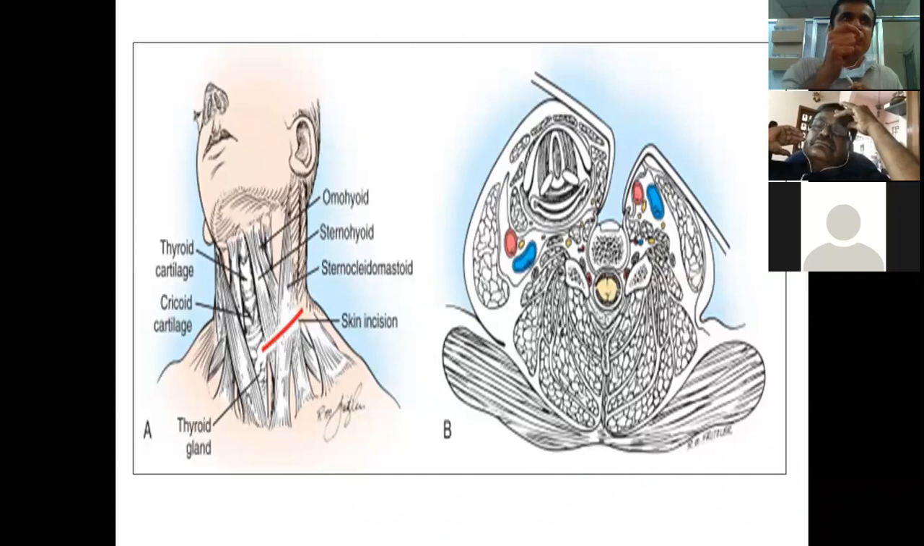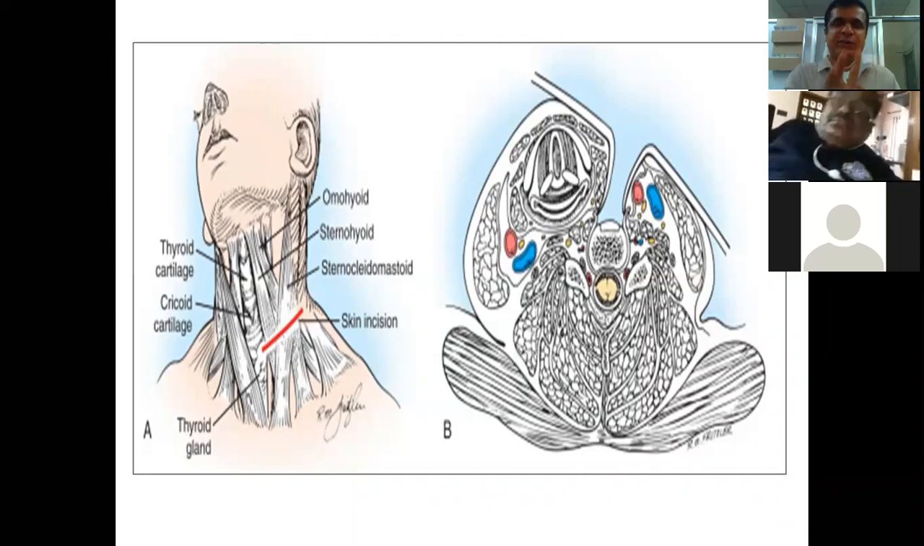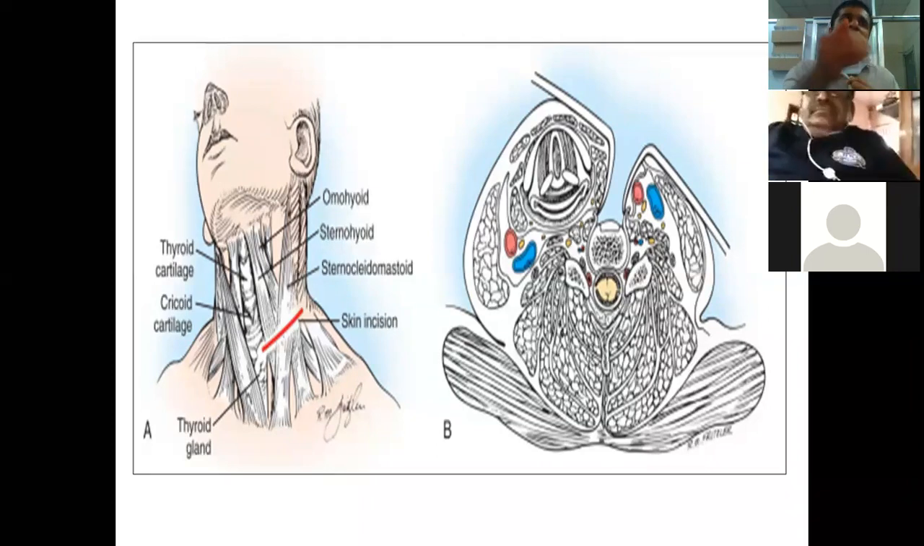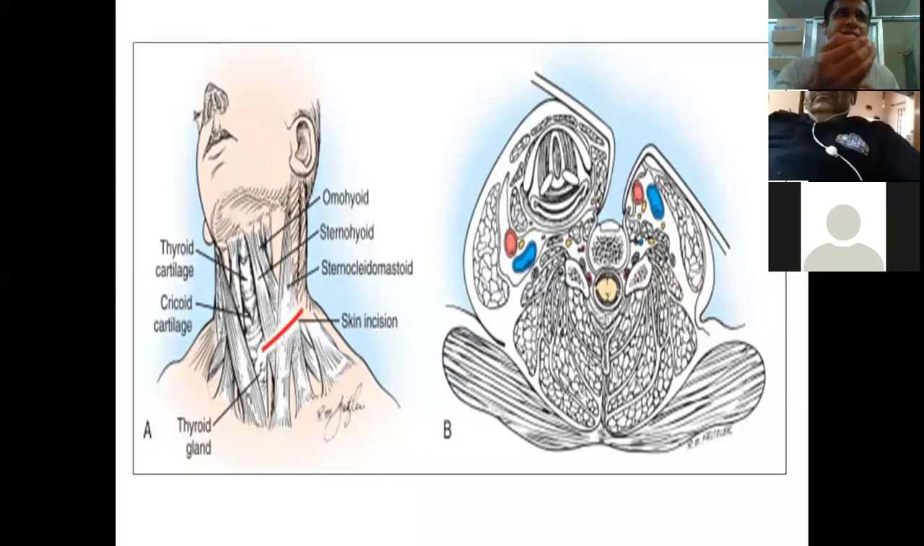If the esophageal perforation is not diagnosed on table and we leave it, it is usually catastrophic. These are the major complications associated with anterior cervical spine surgery: injury to the major blood vessels or injury to the esophagus. Other complications are minor complications like recurrent laryngeal nerve injury.